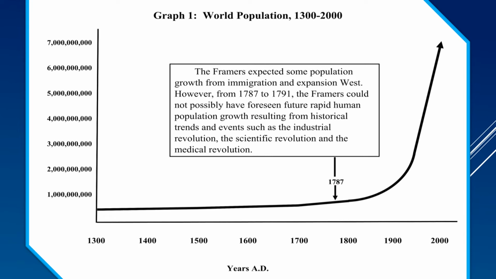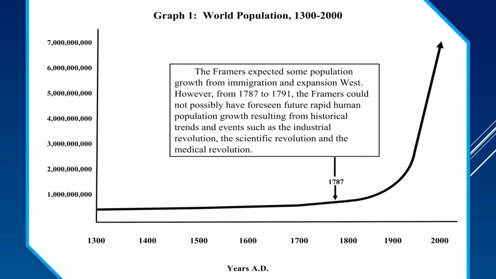So here is a graph of the world population. And remember, Madison was saying he doesn't know what's going to happen with the growth of the population. But one thing is clear, none of the framers had any anticipation that world population growth and the nation's population growth would basically explode the way it did. They had some expectation that there was going to be growth from immigration and expansion west.